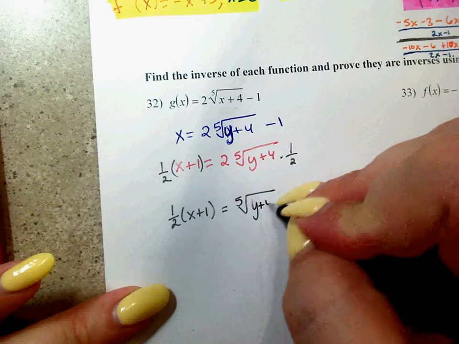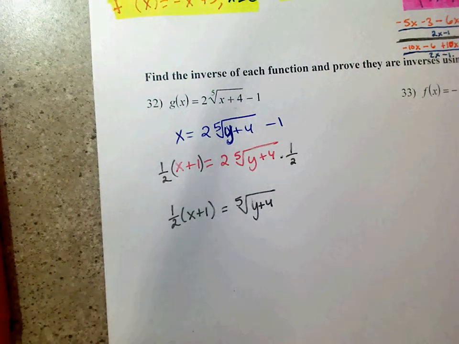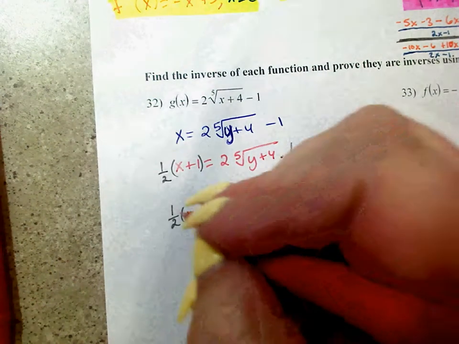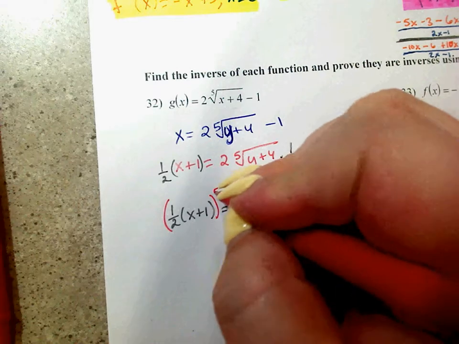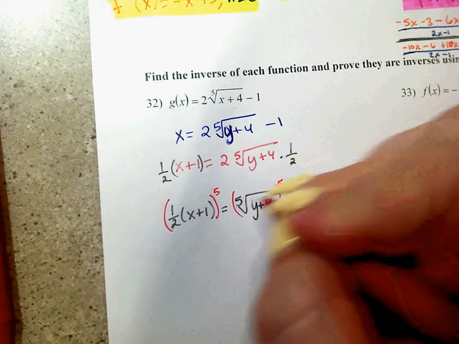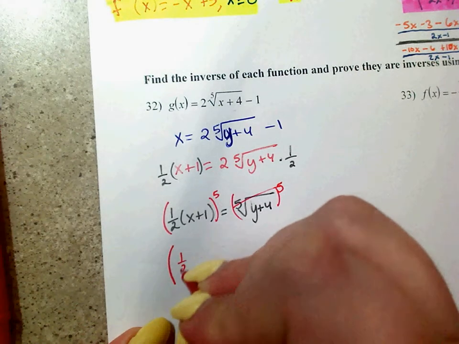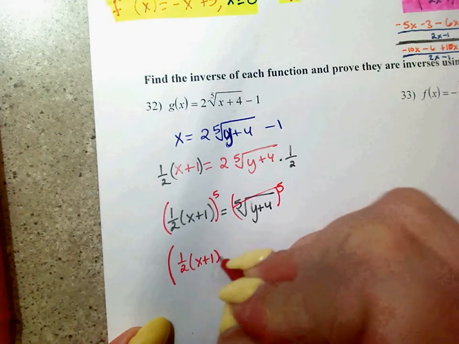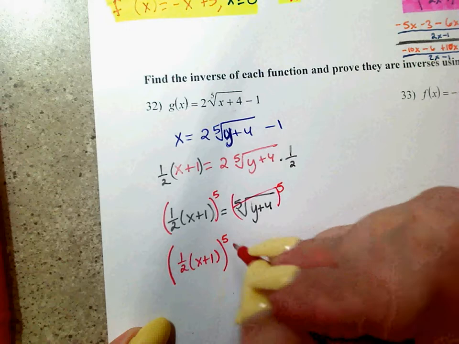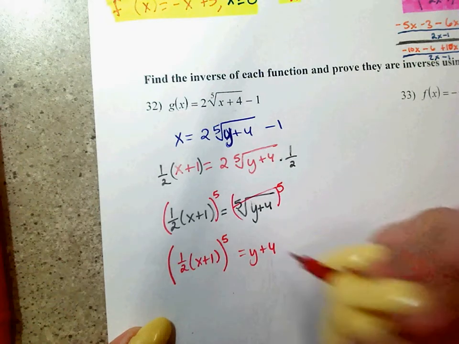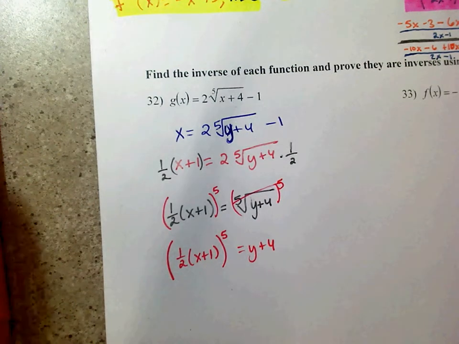We're going to raise both sides to the 5th power. So inside, to the 5th power, we'll simplify each other out. So I'm left with 1/2 of x plus 1, all to the 5th, equals y plus 4. And then I'm going to subtract the 4 over.